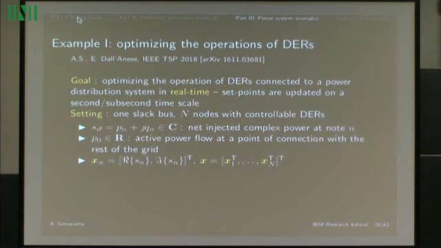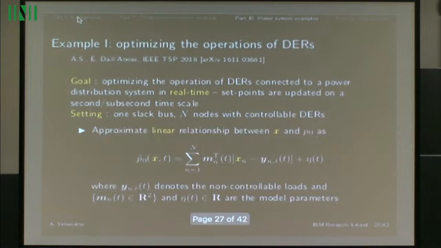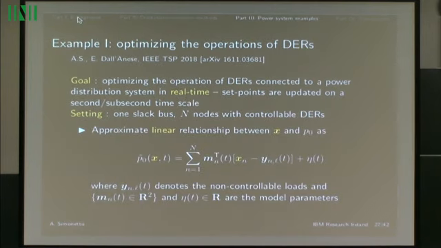Regarding notation, we will get some injected complex power, so we are looking at AC power flow here. You have the active power flow at the point of connection with the rest of the grid, this P0. We pack the decision variables, which are actually these complex powers, into a vector, that's standard. Here, for this particular example, we have an approximate linear relationship between x, this power, and P0 in this way. It's a linear relationship.